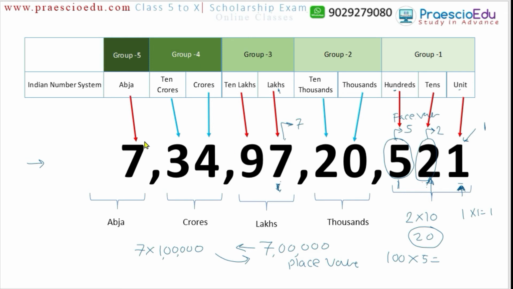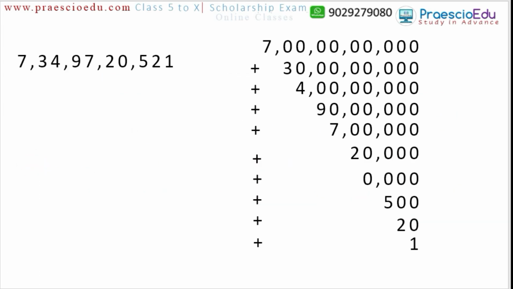Like this, all the numbers have their place values, and if you separate all the place values, you will get the expanded format of the complete number. So we are going to expand this same number I have written here. Now 1 is the unit, the face value is 1 and the place value is 1 multiplied by unit, so the answer is 1.